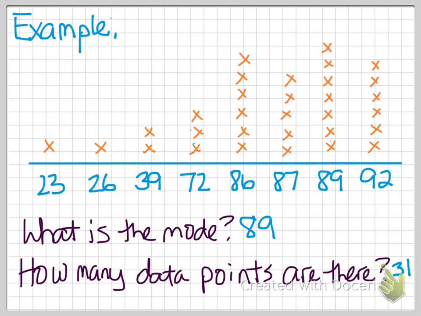To calculate how many data points we have, we need to count how many of the frequencies we had. With 23 we had 1, with 26 we had 1, but 39 had 2, 72 had 3, and so on.